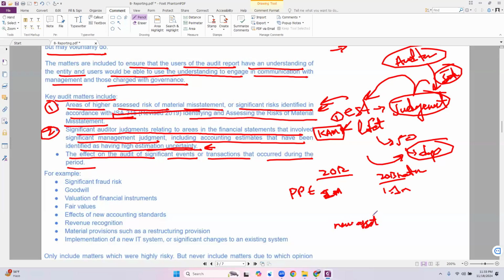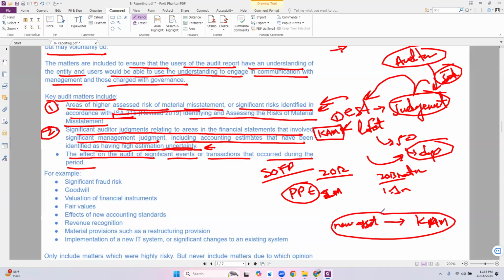Always remember this. Whenever something new is included within any head of the financial statements, it is always included within CAM. Whenever there is something new addition within the statement of financial position, it is always included within the CAM section. So because I bought a new asset, it is something new that has occurred during the period. All of this PPE balance would directly go to CAM.